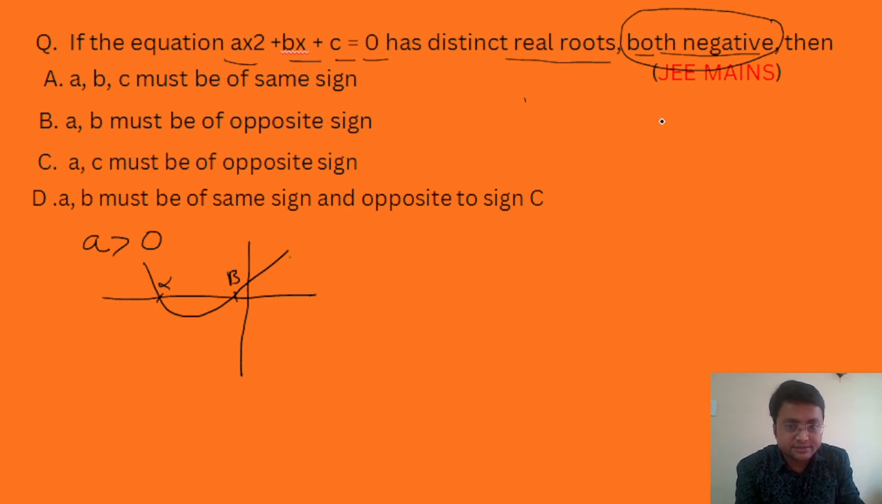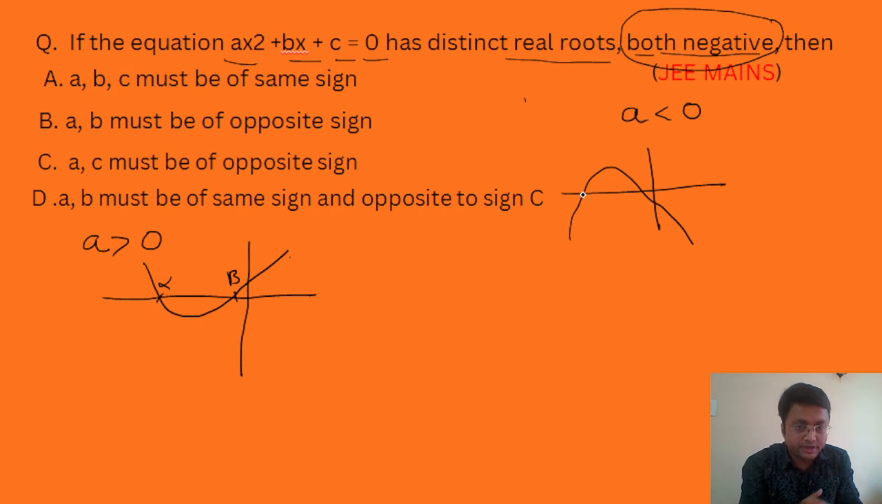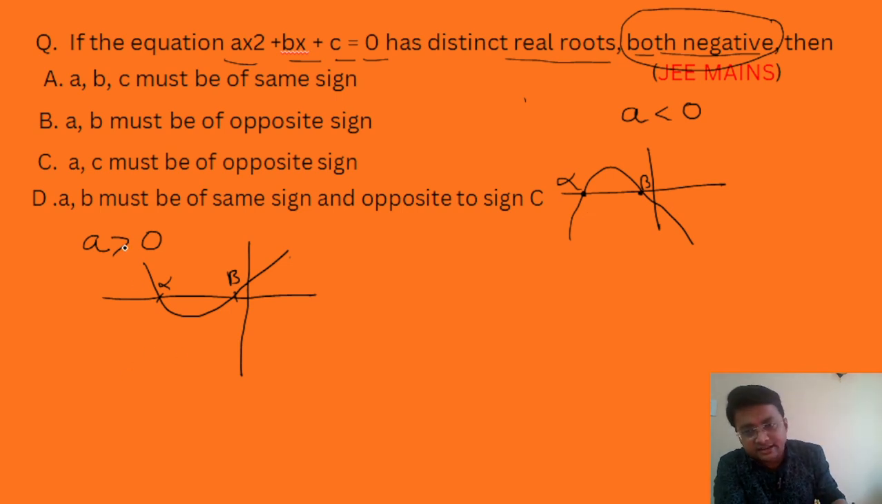And the second case, we can have a negative. When a is negative, how can we draw the graph? We can draw the graph like this. Now you can see here a is negative, so it is downward, and both the roots are negative, here it is alpha and here it is beta. So now you have to tell the sign of a, b, c. So a is very clear here.